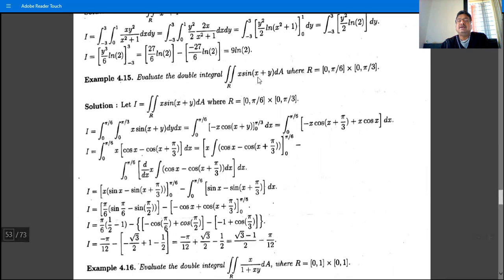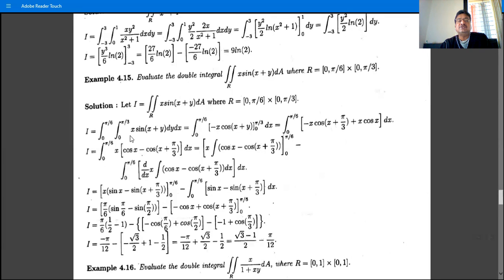Double integration of x sin(x plus y) dA. R is this, that is x runs from 0 to pi by 6, y runs from 0 to pi by 3. So the integral from 0 to pi by 6, 0 to pi by 3, x sin(x plus y) dy dx. 0 to pi by 3 is the limit on y, so write dy first.